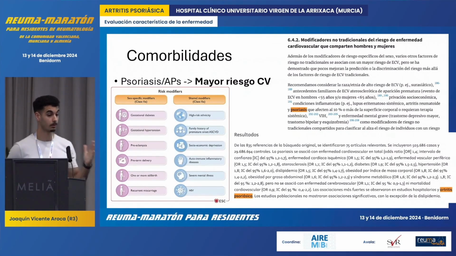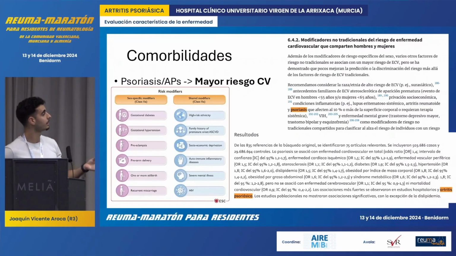And finally, this was already mentioned this morning. A bit about this, but it's currently trending. Cardiovascular risk. Emphasis on the fact that rheumatologic diseases in general, chronic inflammatory processes, carry a higher cardiovascular risk. In fact, the European Society of Cardiology already includes in the risk modifiers for cardiovascular disease, inflammatory conditions, among them lupus, systemic erythematosus, rheumatoid arthritis, and psoriasis that affects more than 10% or requires systemic therapy, which is the case for a large percentage of our patients.